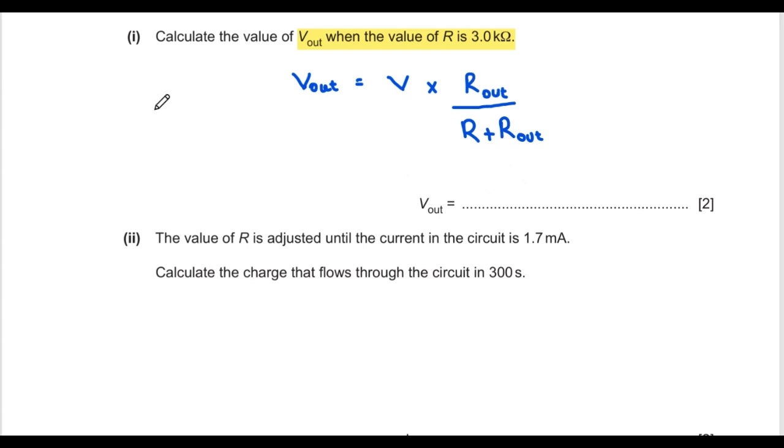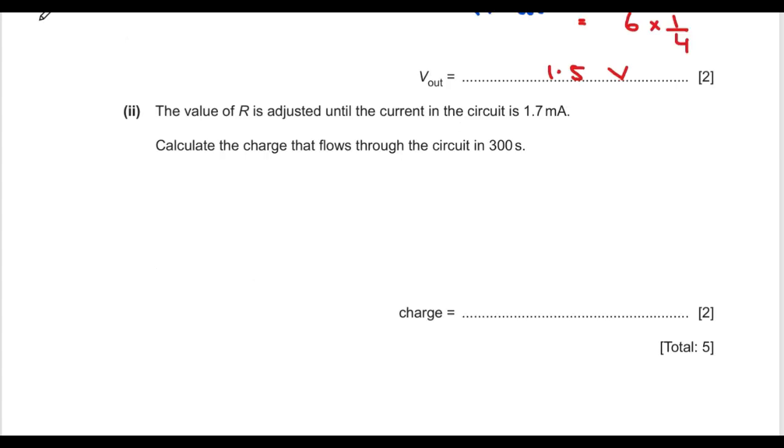Let me substitute the values now. The total voltage V is 6, R out is 1 kilo ohm over R, which is 3 kilo ohm, and again R out is 1. So again it's 6 multiplied by 1 over 4, which would be 1.5 volt again.